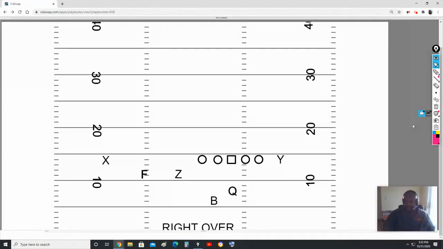Here is a formation that I really like. I like it because we get trips to this side, and then we get the tight end to this side. So we got a bona fide blocker into the boundary, and then we have our trips to the left.